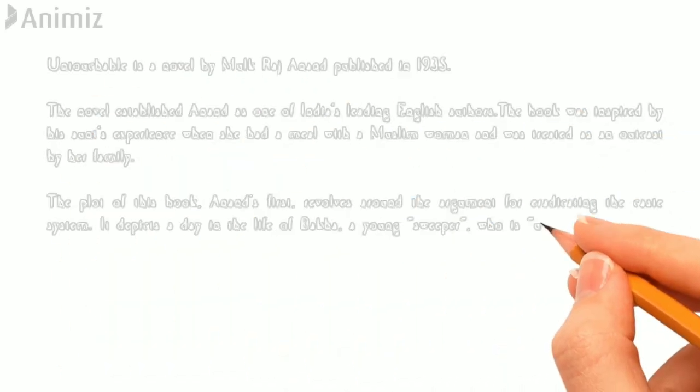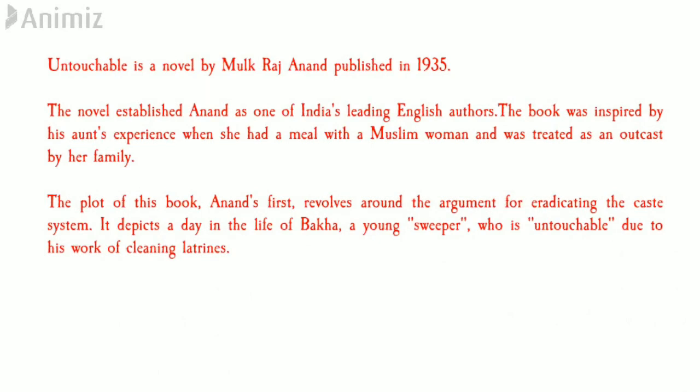The inspiration behind this novel Untouchable by Mulk Raj Anand was his aunt. The book was inspired by his aunt's experience when she had a meal with a Muslim woman and was treated as an outcast by her family. You have to understand that at the time Mulk Raj Anand wrote this novel, society was pretty much divided, and there were a lot of social norms that people followed and were quite serious about, and obviously those are counted as social evils now. If you see our modern India, we have evolved way ahead of what we used to be back then.